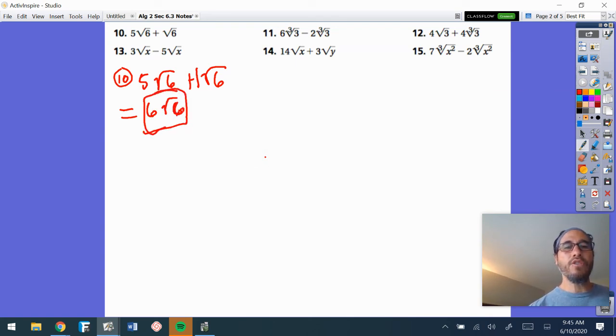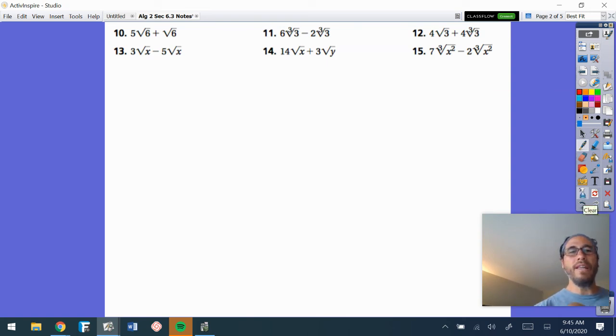The biggest mistake a lot of students make is they do radical 12. They add what's in the radical. No, we do not change that. If it's the same number in the ditch and the same number in the radical, all it means is we can combine them, and all we do is add or subtract the number on the outside, the coefficient.